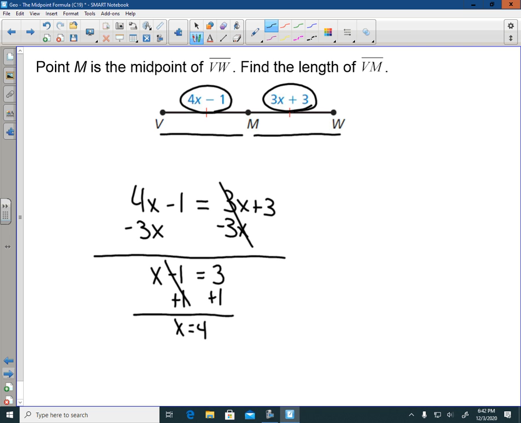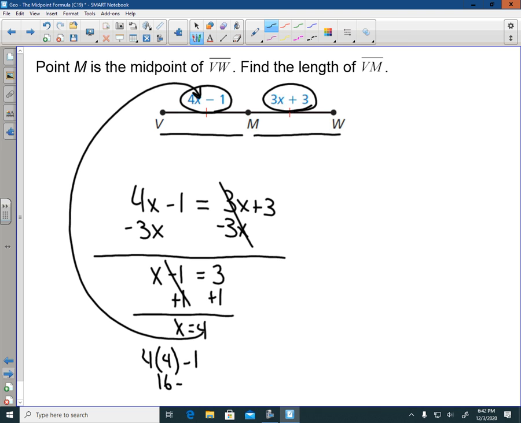Well, now that we know that x is 4, we can jam that 4 right in here. And we can figure out the distance between V and M. And we can say that it is 4 times 4 minus 1. Well, 4 times 4 is 16, minus 1 is 15. And so we know the distance between V and M is 15 units.